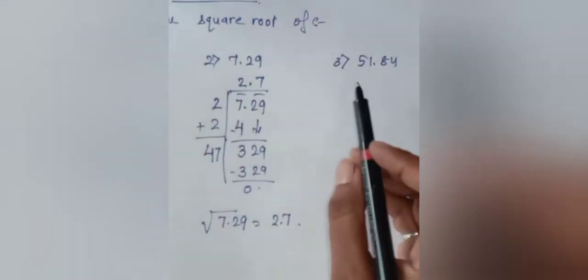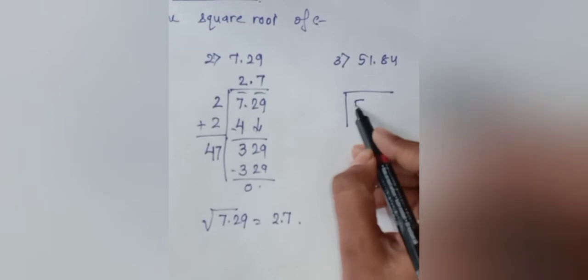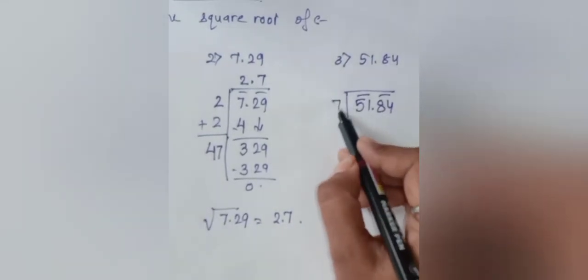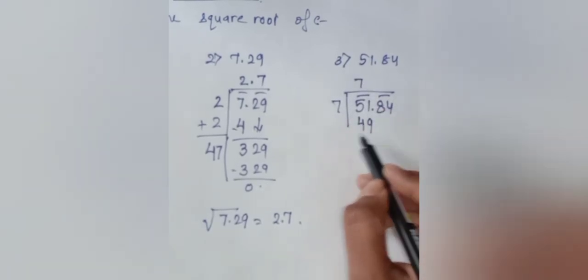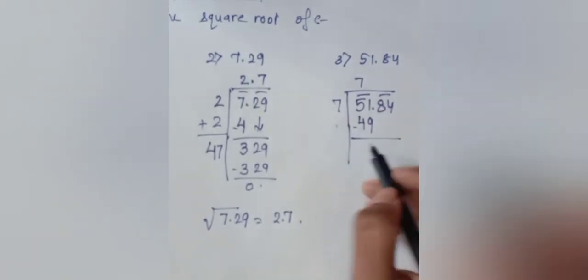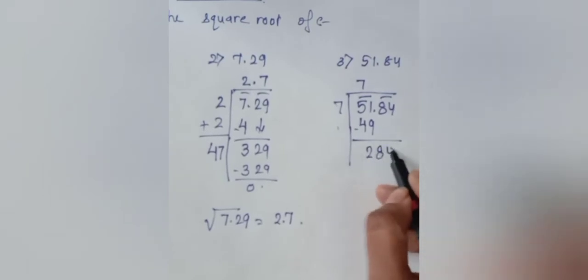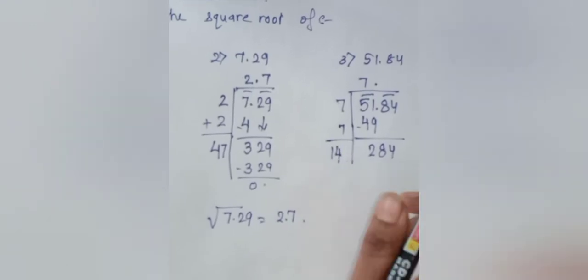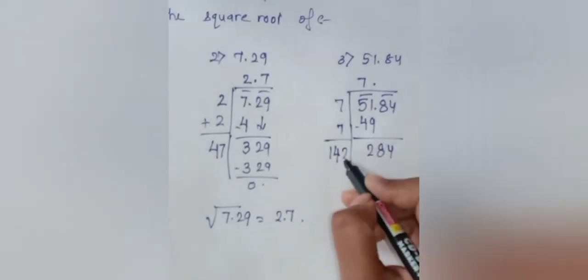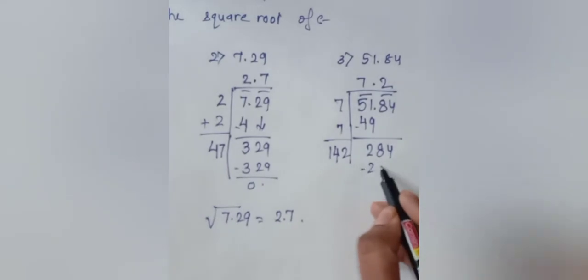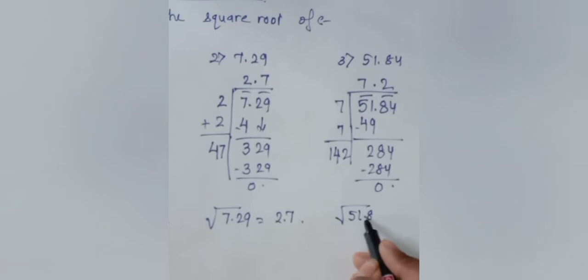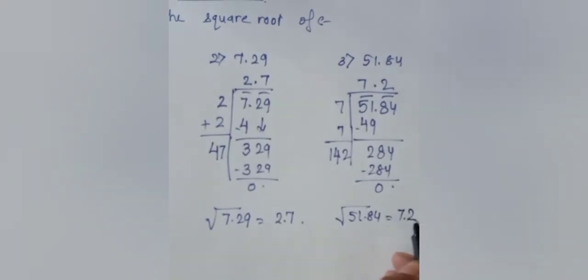Next question, 51.84. Putting the bar on 84 and 51 and taking the digits together, we will take here 7 times 7 is 49. Subtracted from 51, we get 2, bringing down 84, with the decimal. 7 plus 7 is 14. Again, taking the number ending with 4 will be 2 into 2, so 142 into 2 is 284, so the remainder is 0. Square root of 51.84 is equal to 7.2.